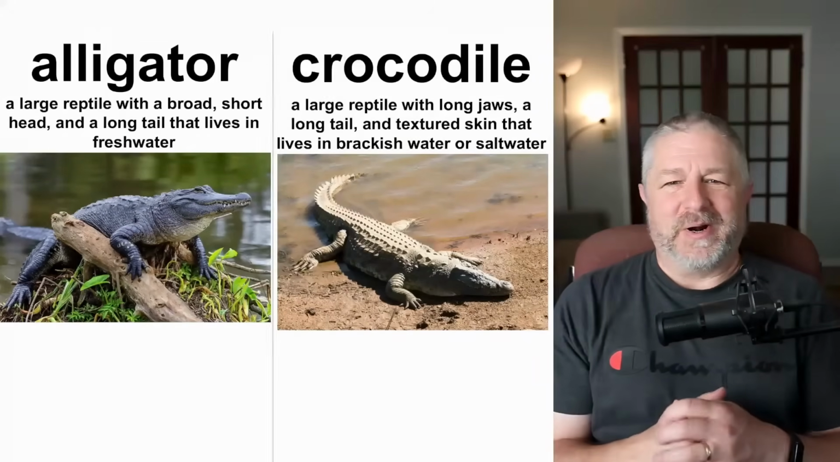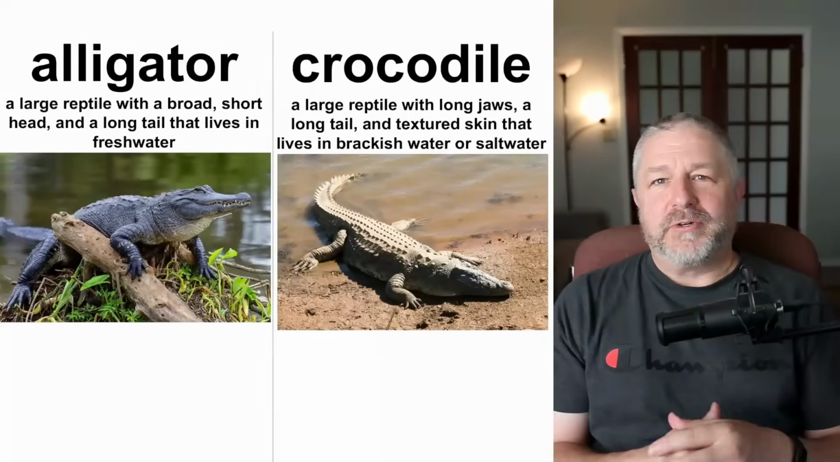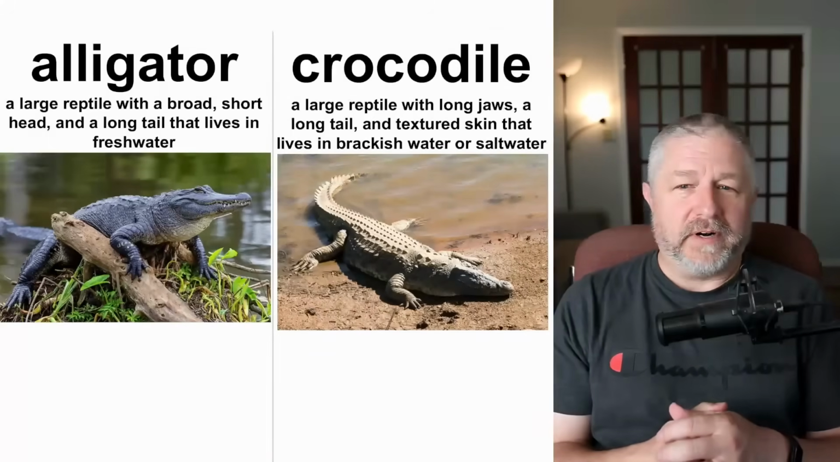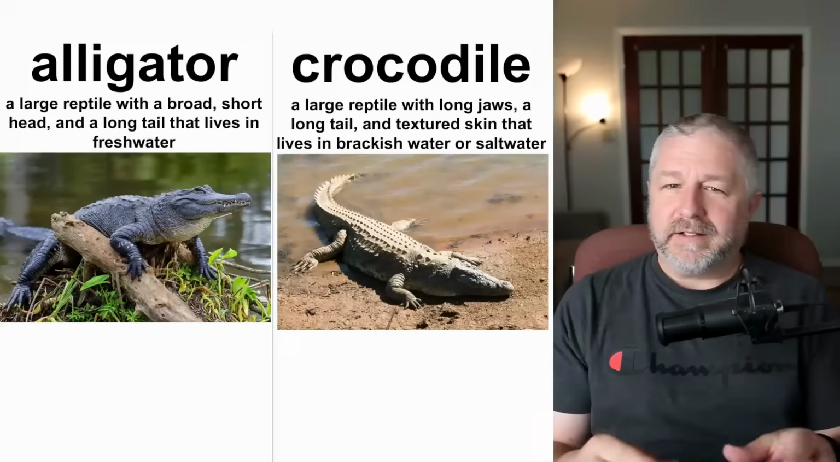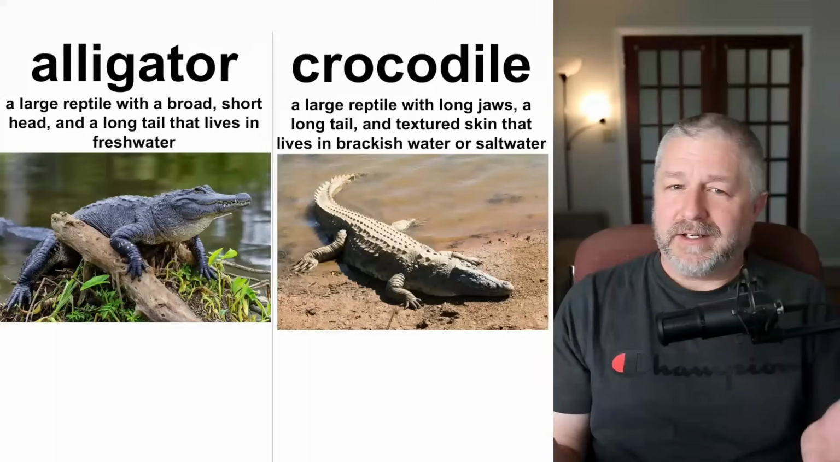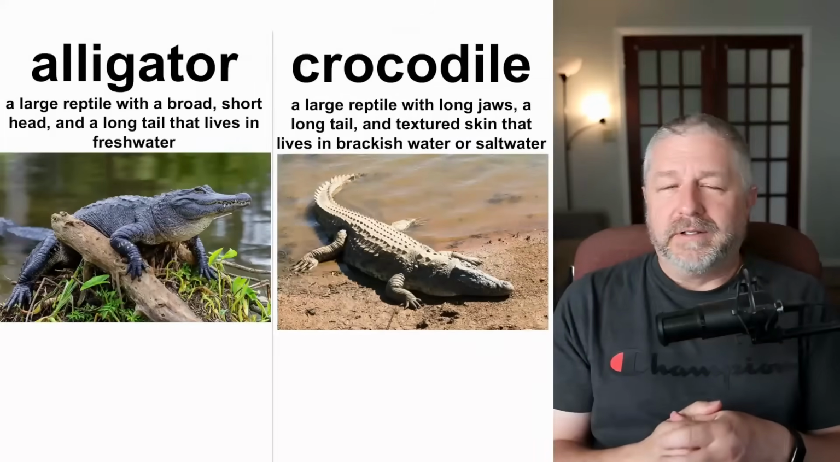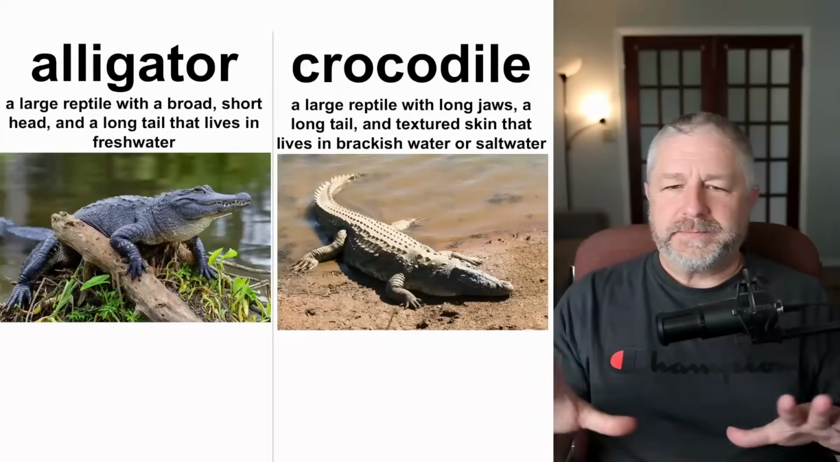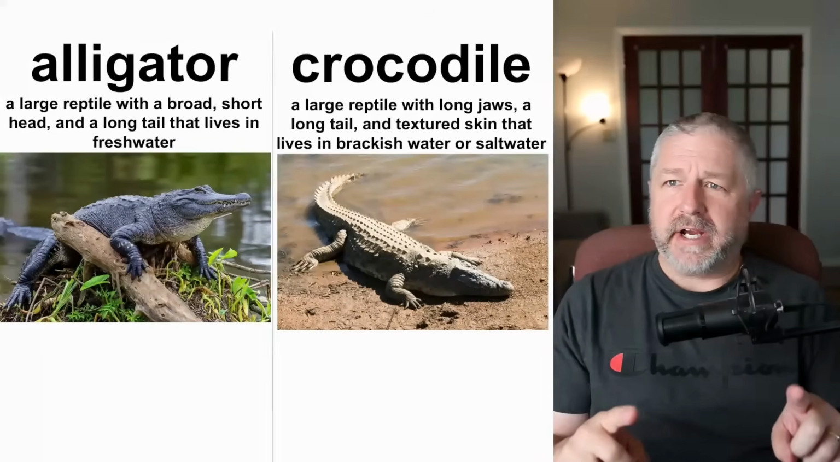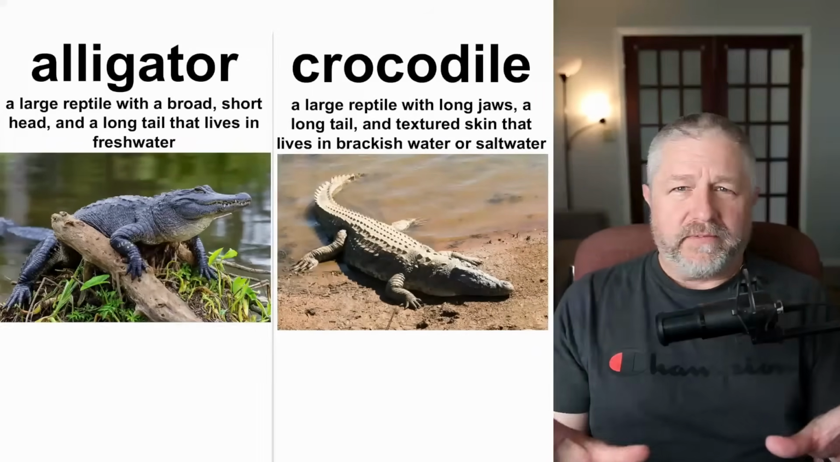Alligator and crocodile. So an alligator is a large reptile with a broad, short head and a long tail that lives in fresh water. A crocodile is a large reptile with long jaws, a long tail, and textured skin that lives in brackish water or salt water. So, and I think alligators live in the Americas and in China. And I think crocodiles are found around the world.